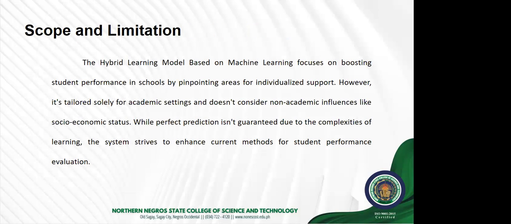So the scope and limitation of my study: the hybrid learning model based on machine learning focuses on boosting student performance in schools by pinpointing areas for individualized support. However, it's tailored solely for the academic setting. It does not consider non-academic influences like socioeconomic status. While perfect prediction isn't guaranteed due to the complexities of learning, the system strives to enhance current methods for student performance evaluation.